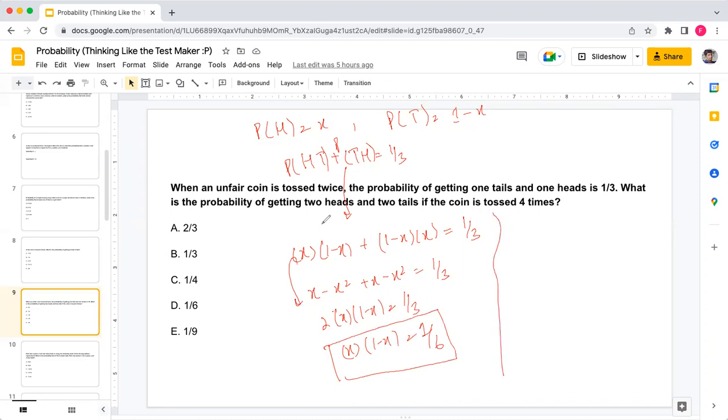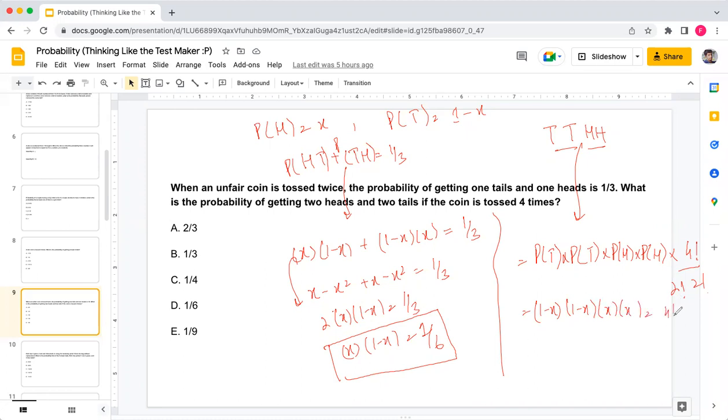What is the probability of getting 2 heads and 2 tails? You need to get 2 heads and 2 tails, right? If the coin is tossed 4 times, how can we do this? We can do this way: probability of tail into probability of tail into probability of head into probability of head, and for arrangement, this will be 4 factorial. They have 2 identical tails, 2 factorial, and 2 identical heads, 2 factorial. Now we know the probability of tail is how much? 1 minus x, 1 minus x, x into x into 4 factorial divided by 2 factorial into 2 factorial.